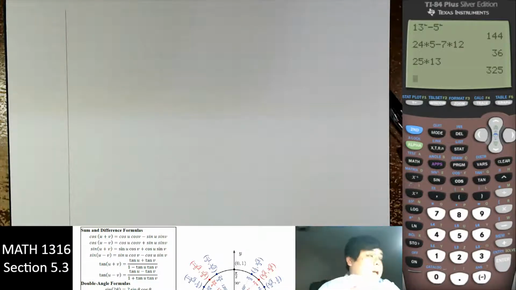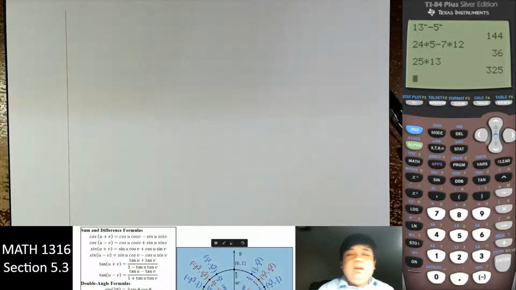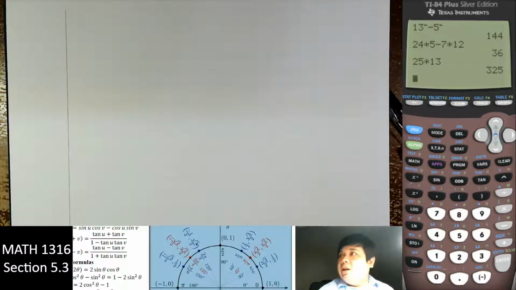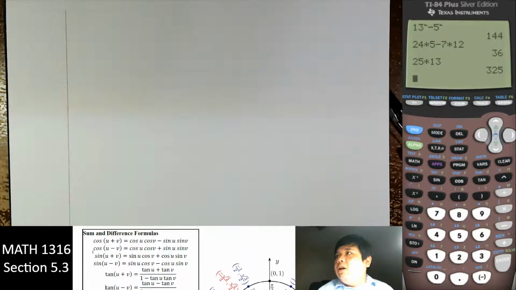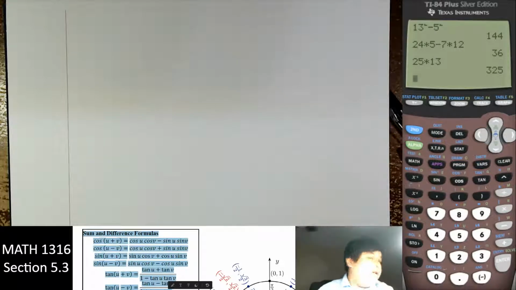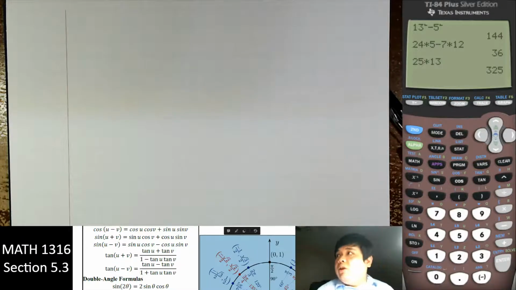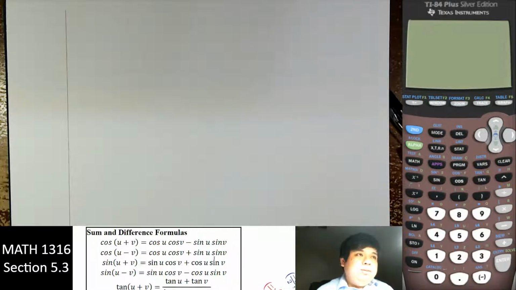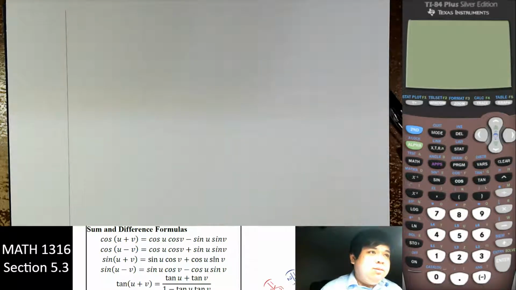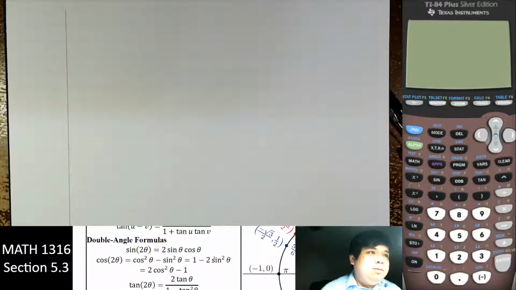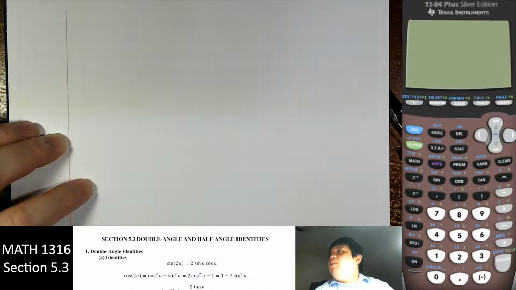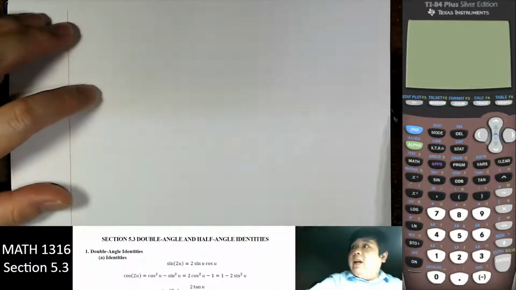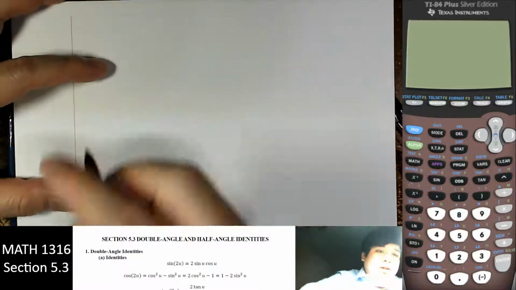By the way, I did send you a formula sheet and a unit circle, the formulas on that side. Along with the unit circle, a bunch of formulas. So do have that. I'm going to switch between the formulas and the notes often.